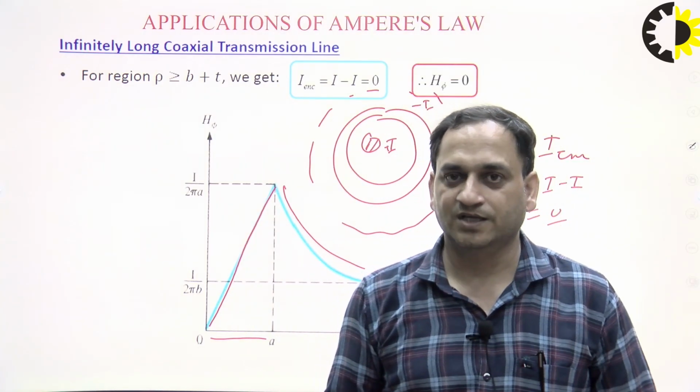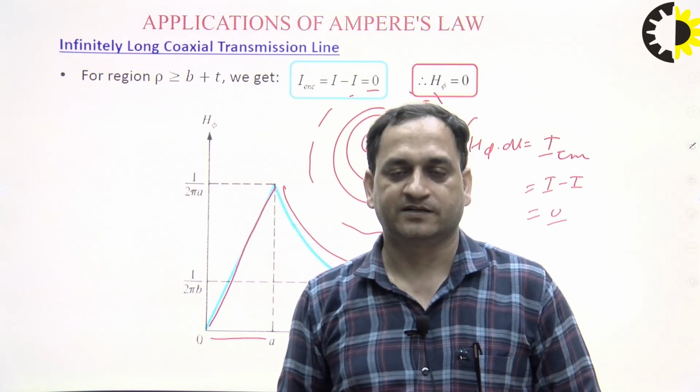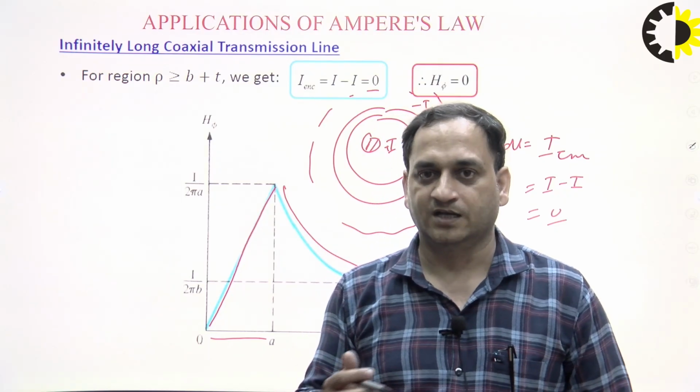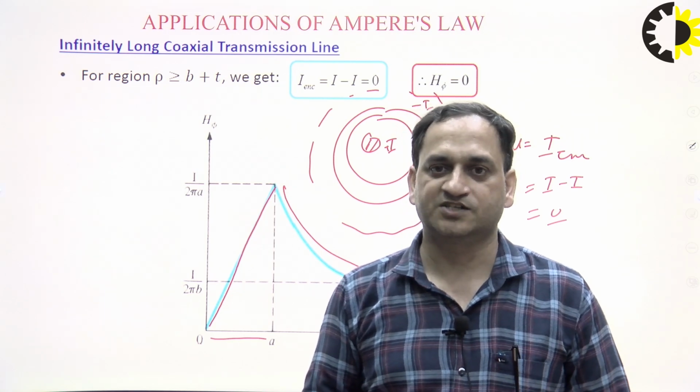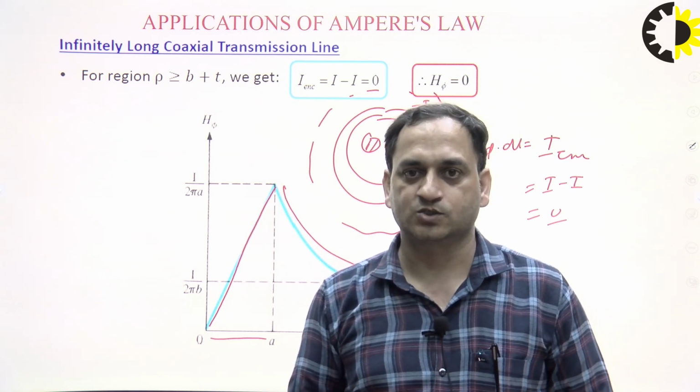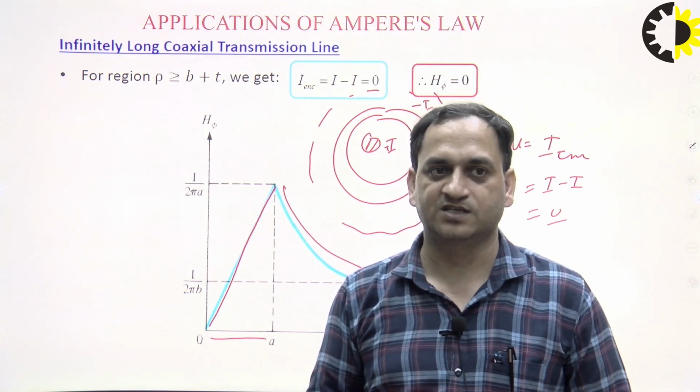These are the three applications which we have discussed right now. The first one is the infinite line current, the second one is the sheet current, and the third one is the coaxial transmission line. I hope you understood these applications of Ampere's circuital law.